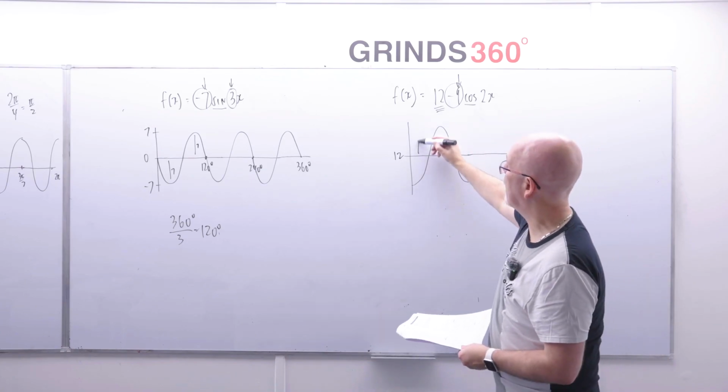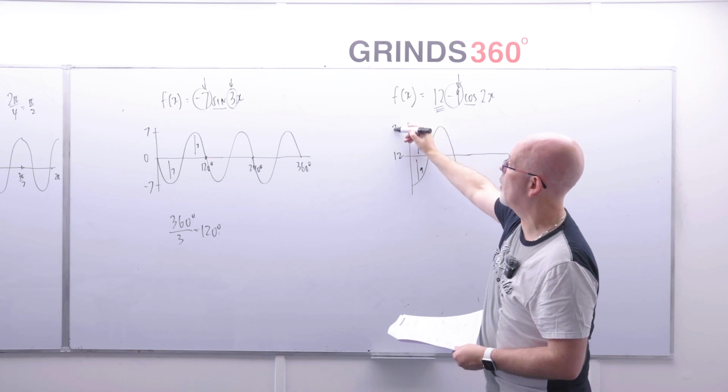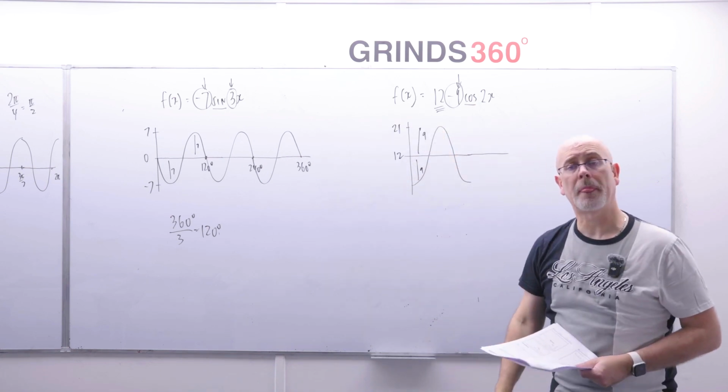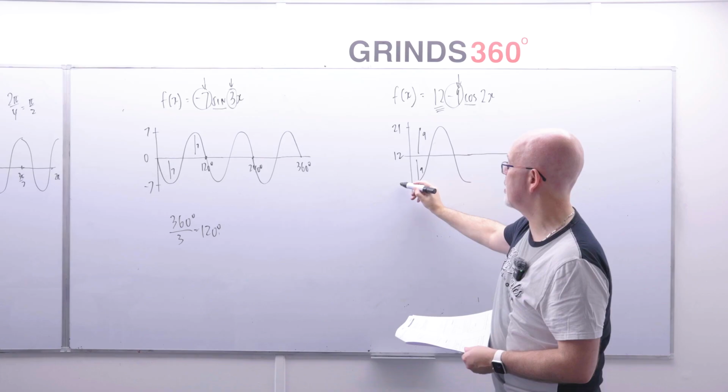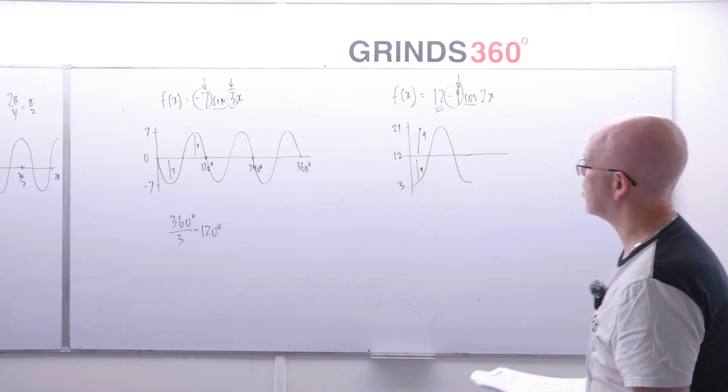So it's going to go up by 9, like that. It's going to go down by 9. So if it goes up by 9, 12 plus 9 is 21. Go up as high as 21. And if it goes down by 9, 12 minus 9 is 3. So it's going to go between 3 and 21 is what the range is going to be for this graph.